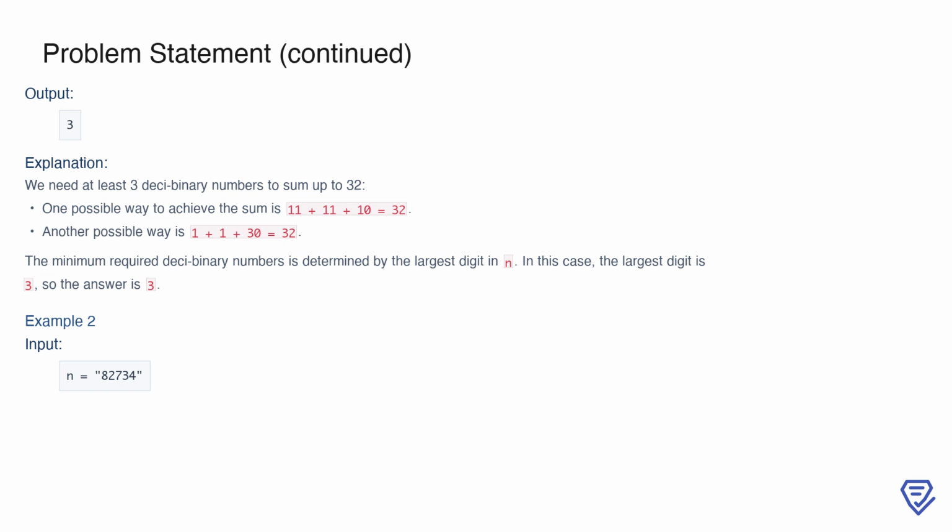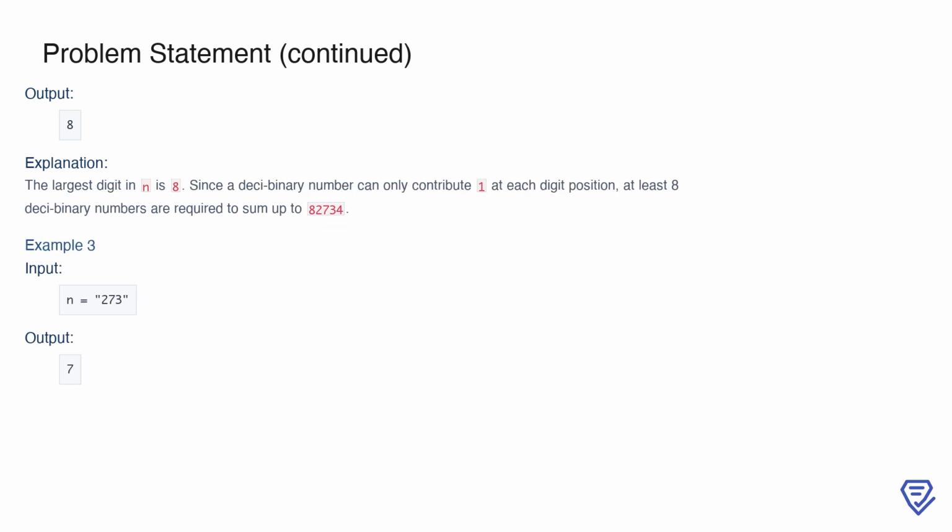In both of these cases, the minimum number of Deci-Binary numbers required is determined by the largest digit in n. For the given input 32, the largest digit is 3, so the answer is 3. Now, let's consider another example where the input is n equals 82734. For the input n equals 82734, the output is 8.